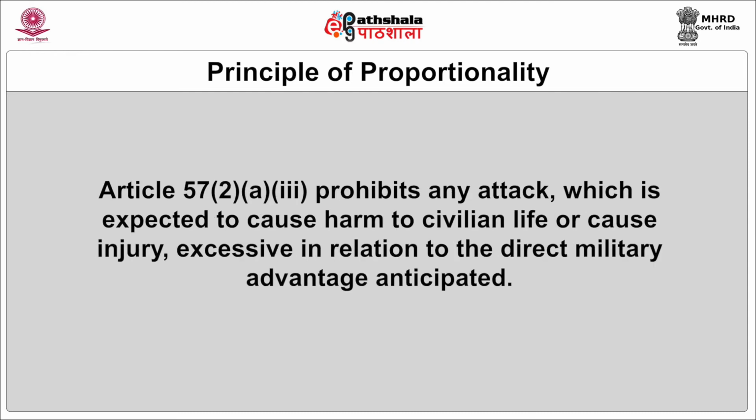Article 57 Clause 2(a)(iii) prohibits any attack which is expected to cause harm to civilian life or cause injury excessive in relation to the direct military advantage anticipated. It implies that decision makers cannot authorize any disproportionate attack. On the other hand, Article 57 Clause 2(b) deals with attacks which were determined to be proportionate but were later found to be disproportionate. Such attacks are supposed to be suspended or cancelled if their disproportionate nature becomes apparent.